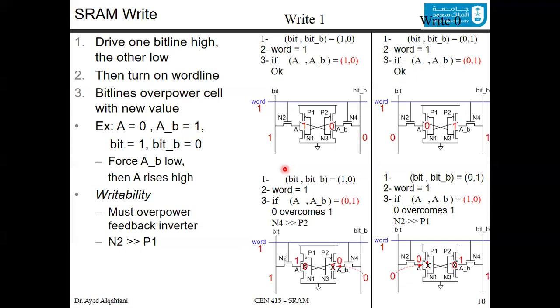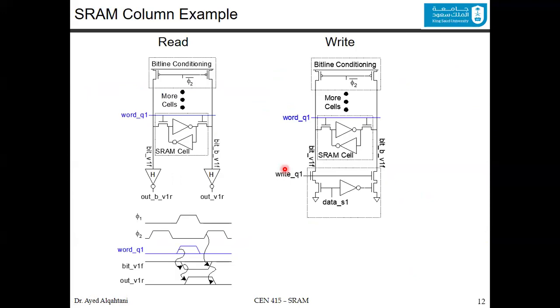To do this, we will have the bit line conditioning. And the bit line conditioning, we actually have seen this before when we talked about the dynamic circuits, the domino and the dual rail domino and so on. So now we have the SRAM cell that will work when phi1 is high. So we have the evaluate here. And in phi2, when it is high, we will have the pre-charge.